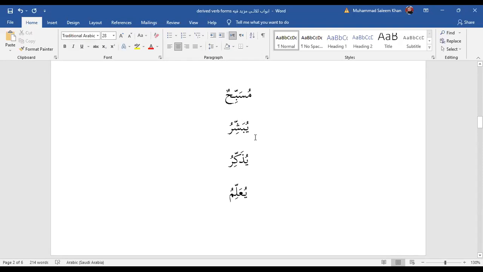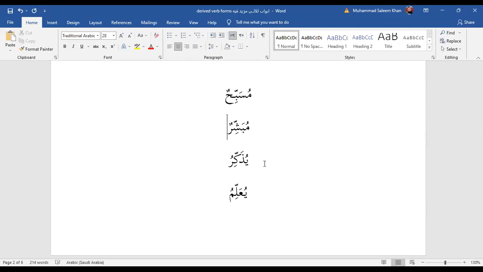Okay, now from yubashiru, if I want to make ismul fa'il, what should I do? Change ya to mim. Change ya to mim with dhamma, yeah. And then in the end we put tanween, and it becomes mubashirun. Yeah. So mubashirun, the one who gives glad news or tidings. Bashara, yubashiru tabshiran. Bashir, la tubashir. And now we have fi'l al-amr, which is bashshir.